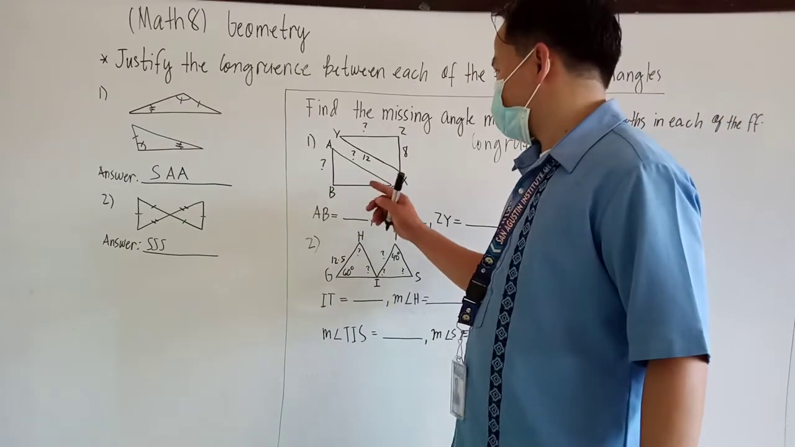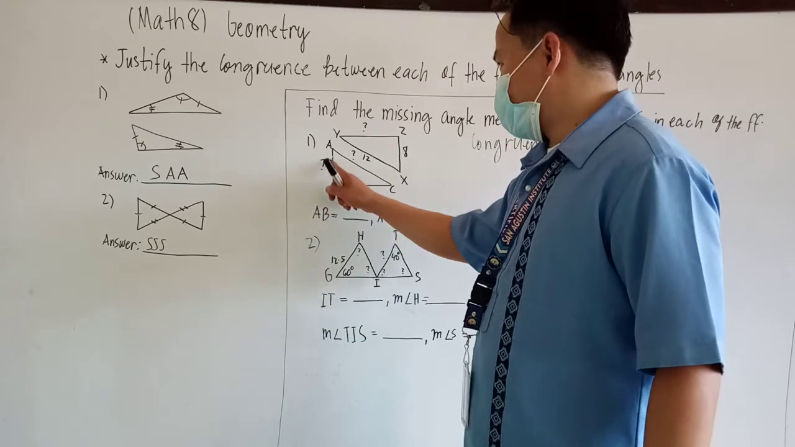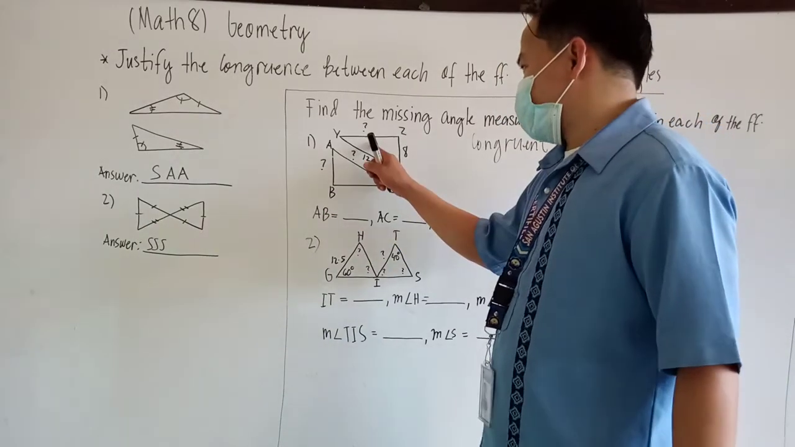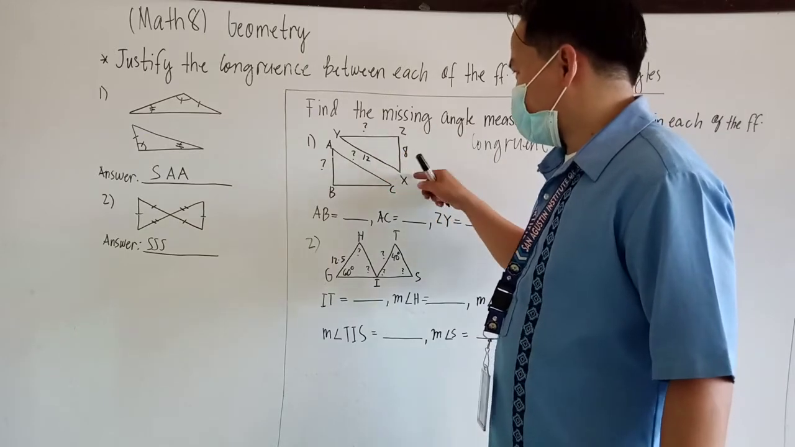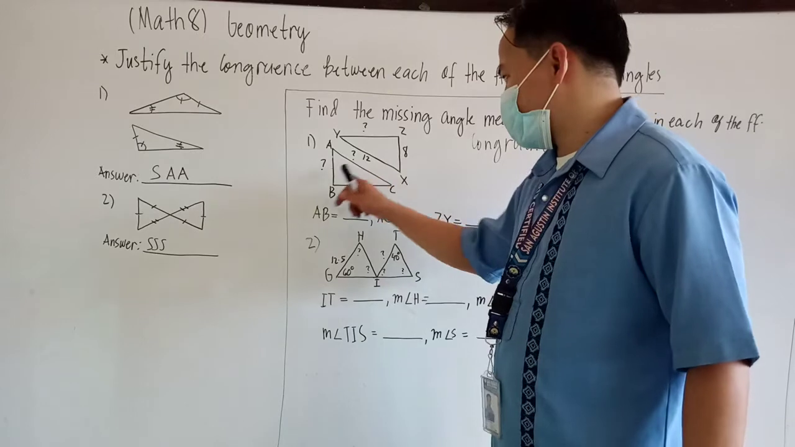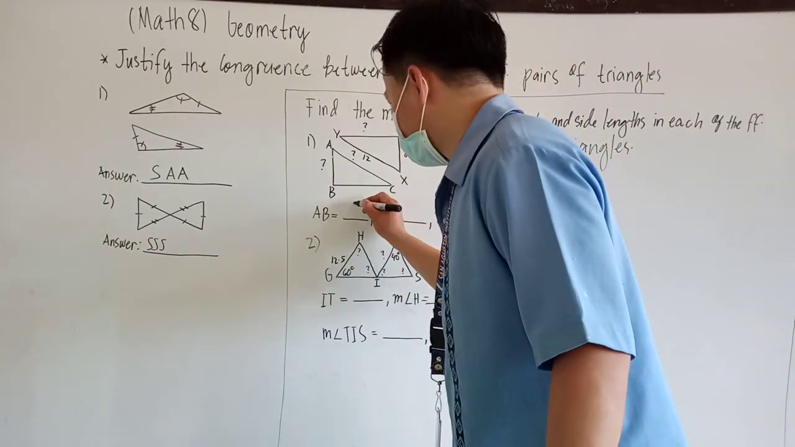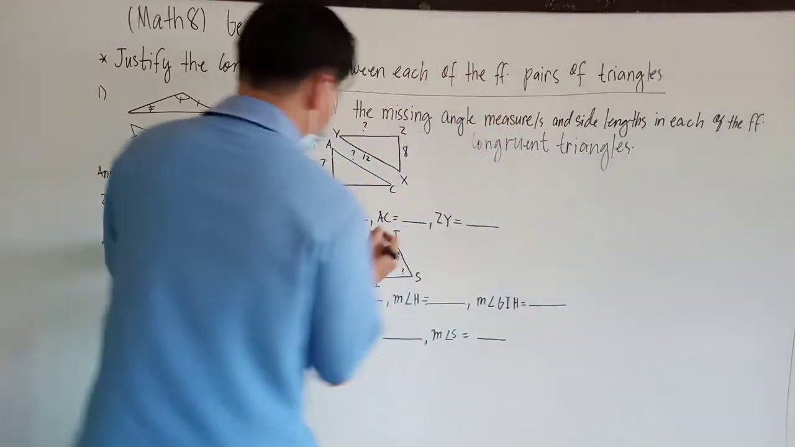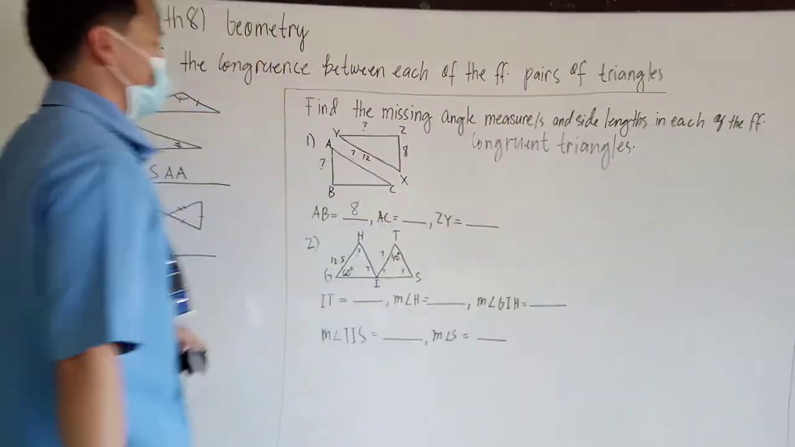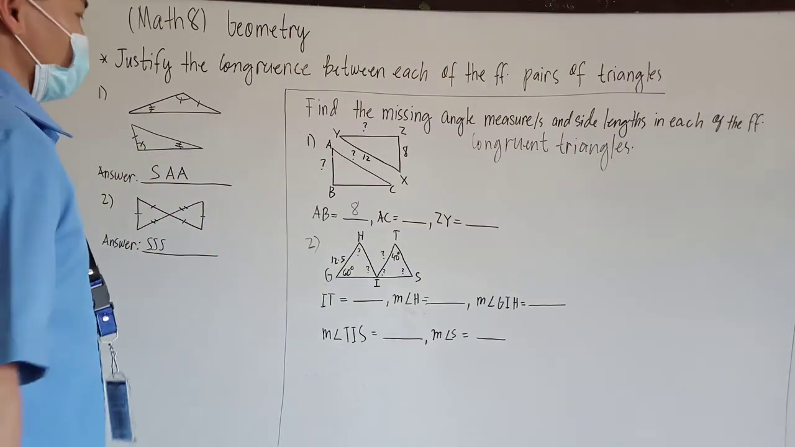So we have first AB. AB is the shortest side of the second triangle. In the first triangle, the shortest side is XG, and it has a measure of 8. Therefore, it follows that AB is equal to 8. So this one is 8 units, and this one is also 8, because corresponding sides are congruent.